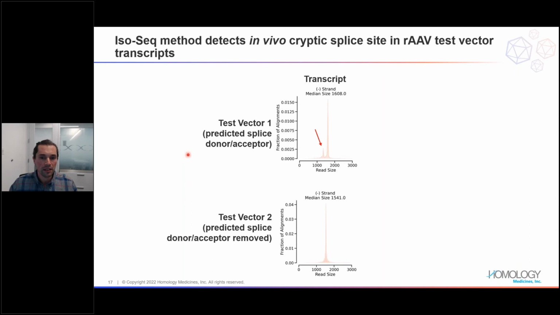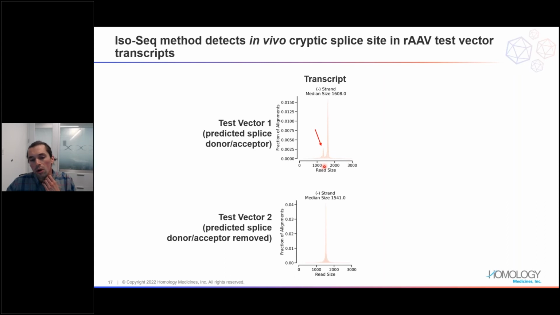This is an example of test vectors that we have sequenced using the Iso-Seq method. Up at the top, we have test vector 1, which computationally had a predicted splice donor and acceptor site. We were pretty confident, based on one of the predictors, that we were going to see some splice donor and acceptor usage. In test vector 2, we changed a few base pairs and tried to remove that splice donor and acceptor site. You can see here that we have this smaller read size.